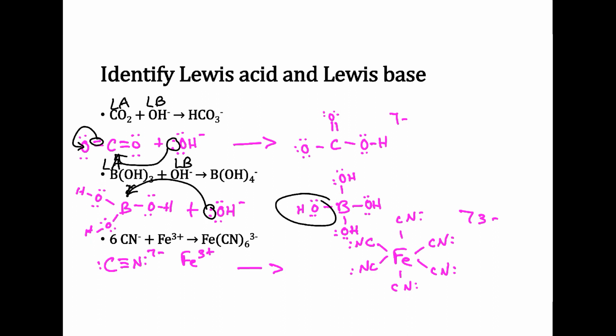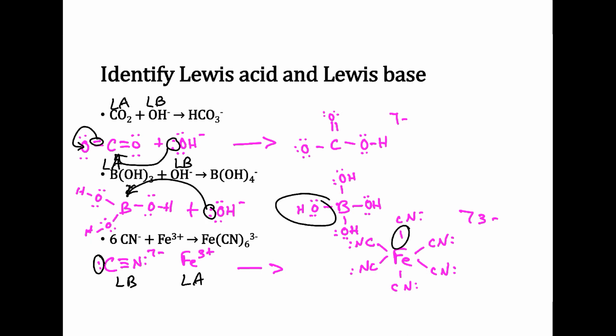Here, we'd call the cyanide a ligand, because we have a transition metal center. All of these bonds were formed by the donation of an electron pair from cyanide. So in this case, cyanide is our base, and iron is our acid. Over here, the iron cyanide complex would be the Lewis acid base adduct.